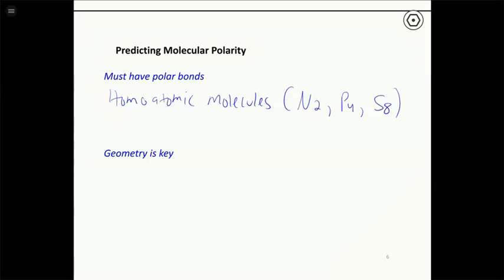There is one exception to this, but we're not going to get into it. That's ozone, O3, where the shape of the molecule does give it some polarity. But at any rate, we're going to mostly just talk about the simpler cases. If you have a homoatomic molecule, N2, P4, S8, and I guess there are probably others you can dream up, then you can just look at the formula and know that it's nonpolar because there can't be any polar bonds in this.